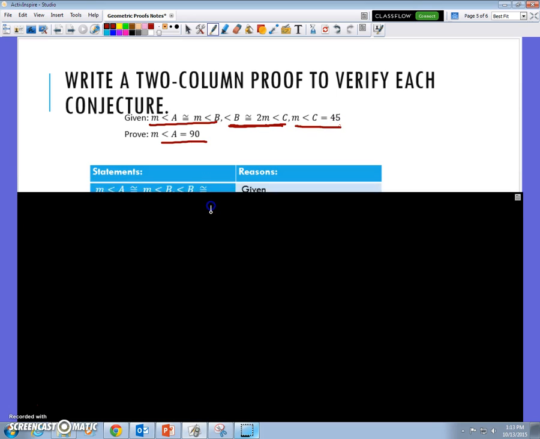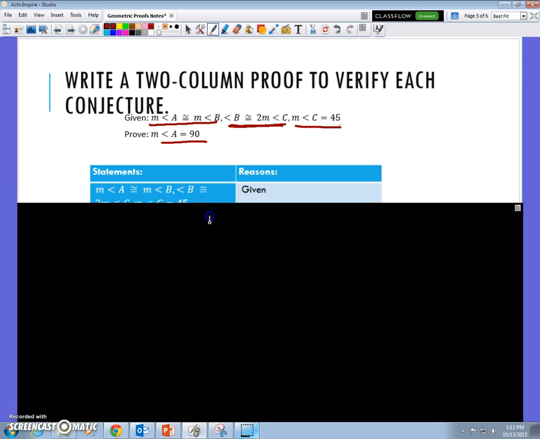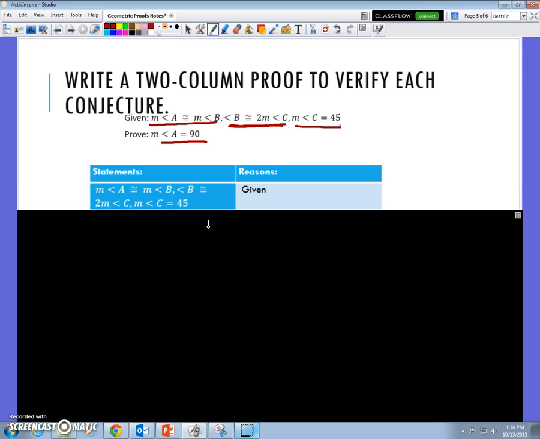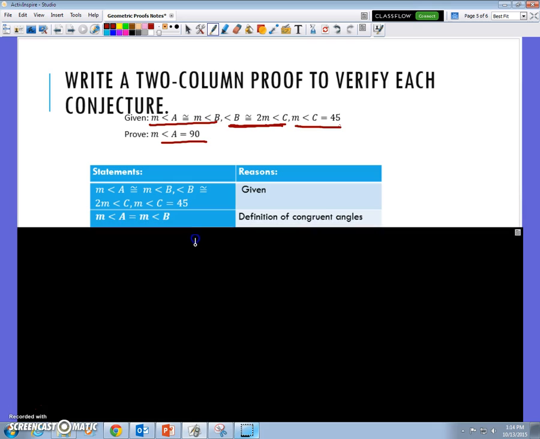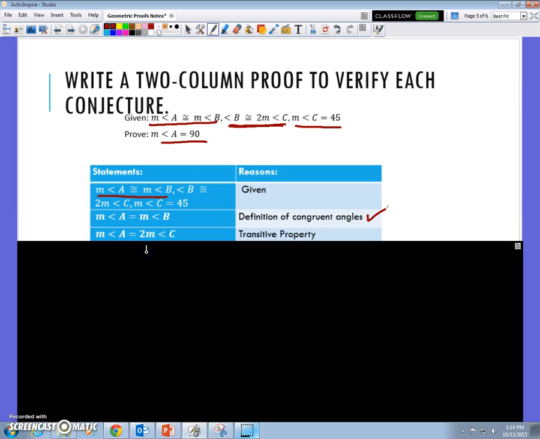So let's take a look here. I'm going to start with my given information. That's just rewriting what they tell me is true for sure. I'm going to rewrite all that information that they gave me right away. And then, instead of measure angle A is congruent to measure angle B, we're going to say that really they're equal. That's the definition of what congruent means. Congruent angles have equal degree measures. The measure of angle A is twice the measure of angle C.